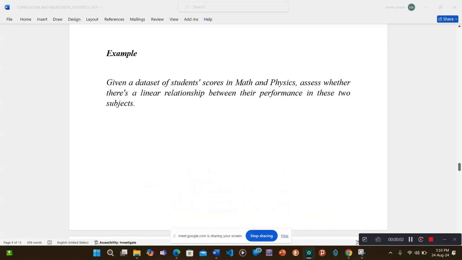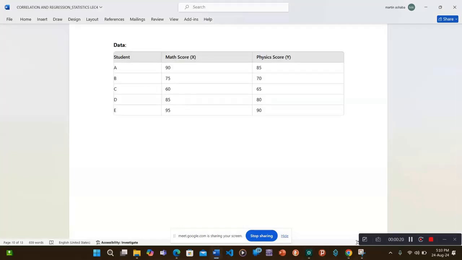We have an example. Given a data set of student scores in math and physics, assess whether there is a linear relationship between their performance in these two subjects. The data is given as below. We have student A, student B, student C, student D, student E. Then you have the math score, you have the physics score.